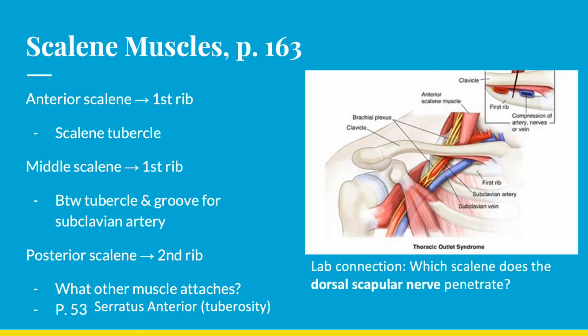All right, then a lab connection. Which scalene muscle does the dorsal scapular nerve penetrate? If you were in lab, this is used as a landmark to orient yourself and recognize which muscle is which. You always look for the muscle that has a dorsal scapular nerve piercing it. It's pretty obvious, and that's going to be your middle scalene. Once you see that, you can determine which one's anterior, which one's posterior, and so on and so forth.